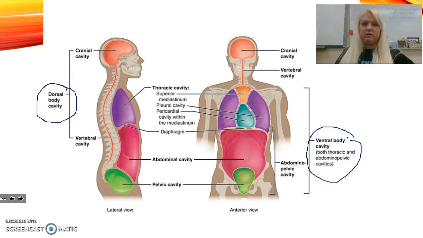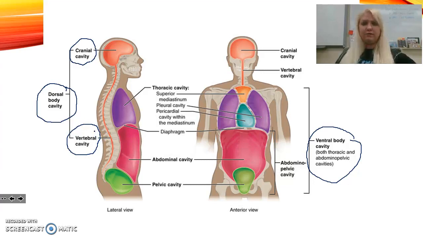So organs are going to be in either the dorsal or ventral body cavity. The dorsal body cavity is a lot smaller. The ventral body cavity is much larger. When we look at the dorsal body cavity, it divides into two smaller subdivisions. Those subdivisions are the cranial cavity and the vertebral cavity. Both of those are part of the dorsal body cavity.